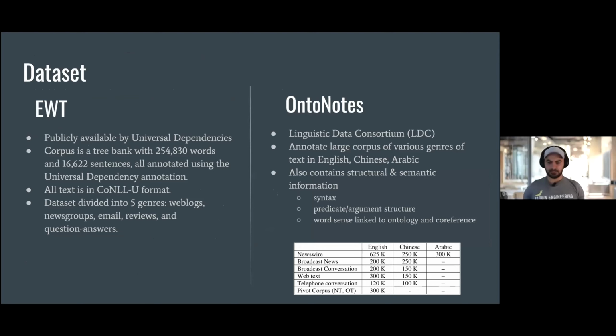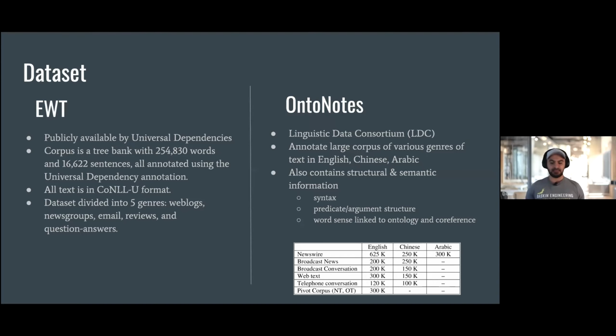All right, so for the dataset, as Alex mentioned previously, we selected 2 of the main benchmark datasets used in SRL models, which are EWT and OntoNotes. EWT is a treebank corpus that contains around 250,000 words and around 16,000 sentences, all annotated using Universal Dependency annotation. The dataset follows CoNLL format. It contains 5 categories: weblog, news, emails, reviews, and question answering. It is publicly available from Universal Dependencies and can be found in their GitHub repository.